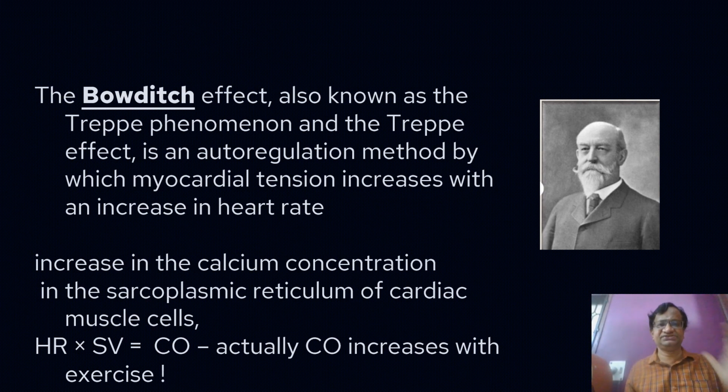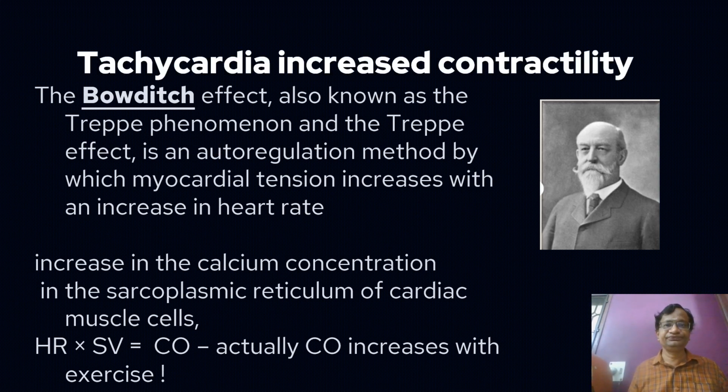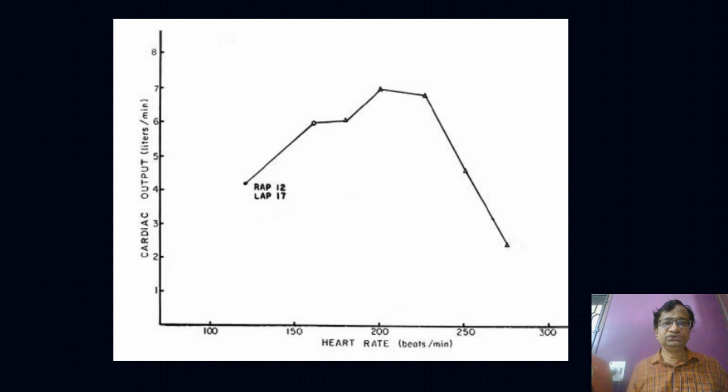What is the Bowditch effect? Known as the Treppe phenomenon, it is an autoregulation method by which the myocardial tension increases with increase in heart rate. Heart rate increases, the contractility increases. This is what is called the Bowditch effect. Increased chronotropy will result in increased inotropy. This is the fundamental of the Bowditch effect. This is only for certain limits. If the heart rate goes up to 300, will it do? No. The output will come down. For some time, it will be okay, slightly it increases, then after that, it will come down.